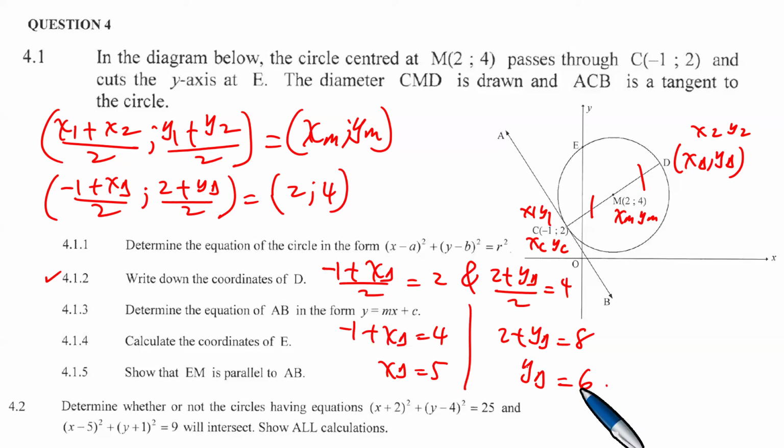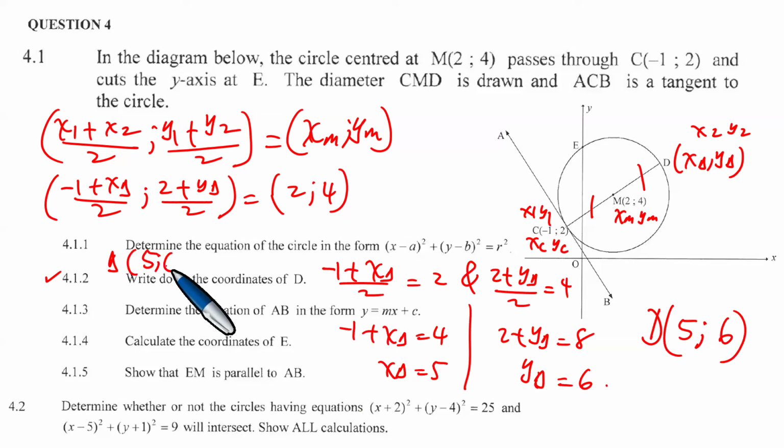Okay, so you got the xd and yd, and this means, therefore, that the coordinates of the point D are given as follows. The x is 5 and the y is 6. The x is 5 here and the y is 6. So those are the coordinates of the point D. D has the coordinates exactly 5 and 6.